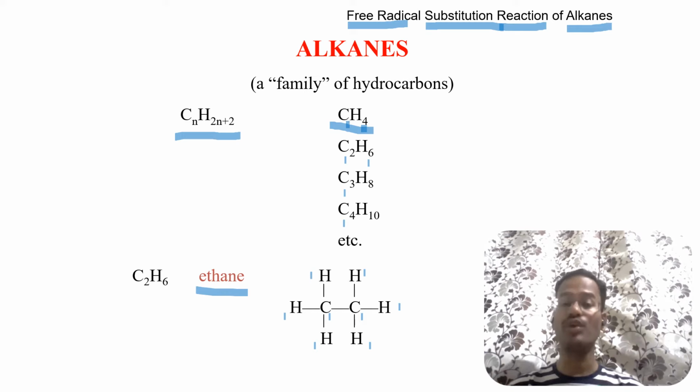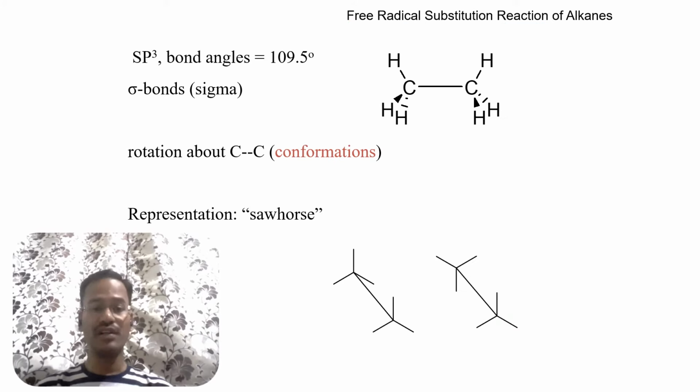Let us see some more information about alkanes in our next slide. As I said, we can find only sp3 hybridized carbons. So obviously the bond angle between any carbon and a hydrogen is going to be 109.5 degrees.